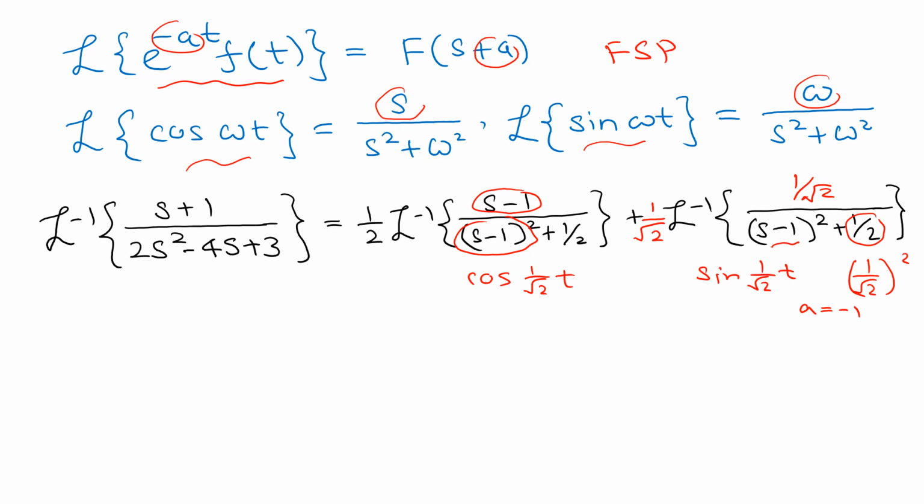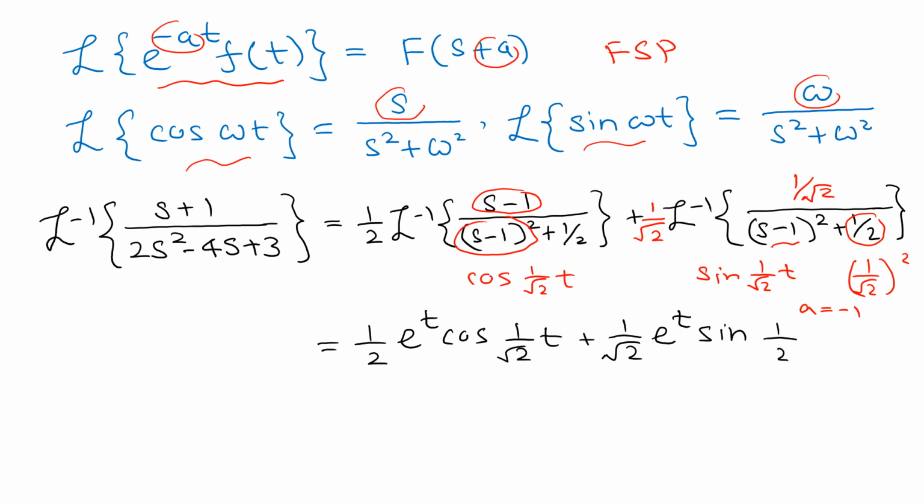So we can write this as a multiplication with the exponential term. So we can write this one now as 1/2. Because of the shifting, you get e to the t, because a equals -1, and then you get the cosine term, cosine of 1 over square root 2 t. So that's the first one. The second one, you can see we have 1 over square root 2 t as a multiplication, and because of the s minus 1 term, you get e to the t, and then you get the sine of 1 over square root 2 t. So that is how you transform a problem like this.